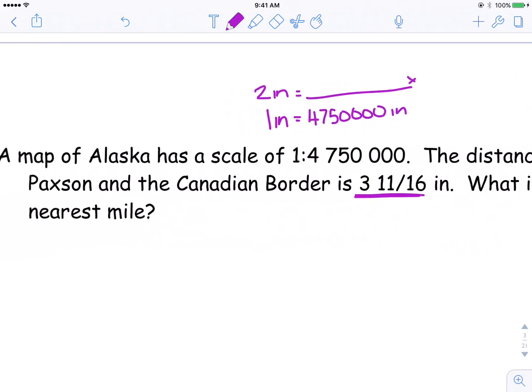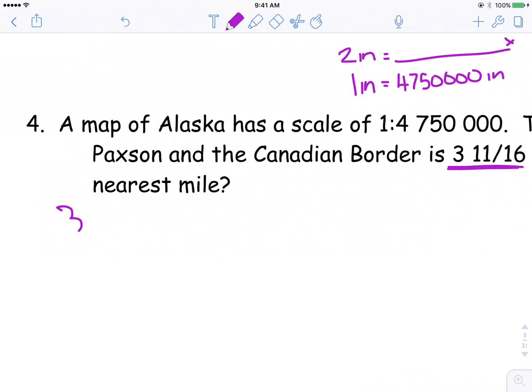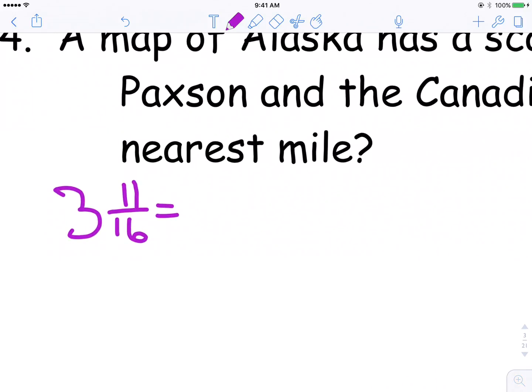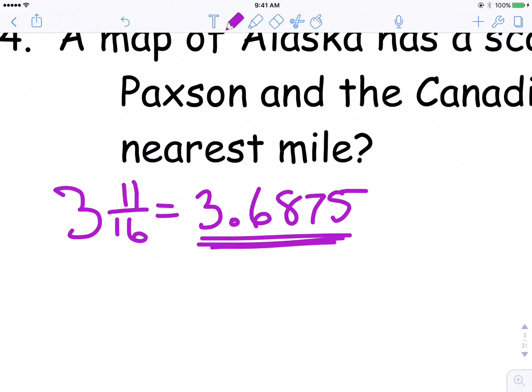So the first thing I need to do is take that 3 and 11/16 and make that into a decimal number. So on your handy dandy calculator, you go 11 divided by 16, and then plus 3, because it's 3 inches. So that would be 3.6875. So that's how many inches were measured on that map.